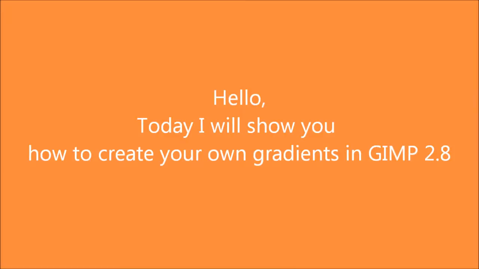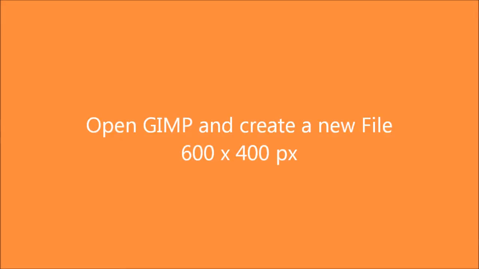Hello! Today I will show you how to create your own gradients in GIMP 2.8. Open GIMP and create a new file 600 by 400 pixels.